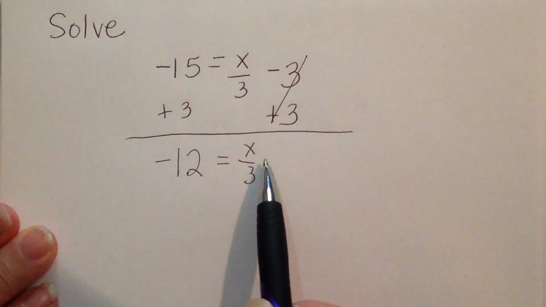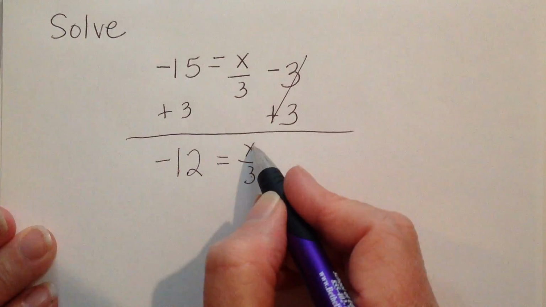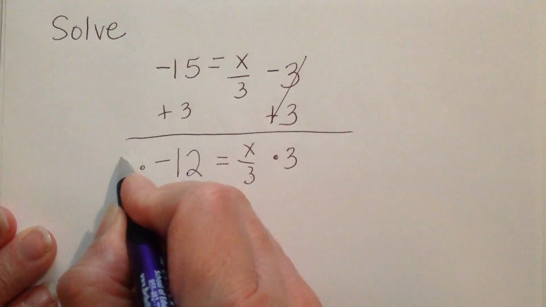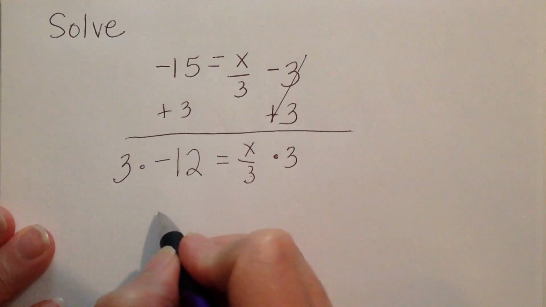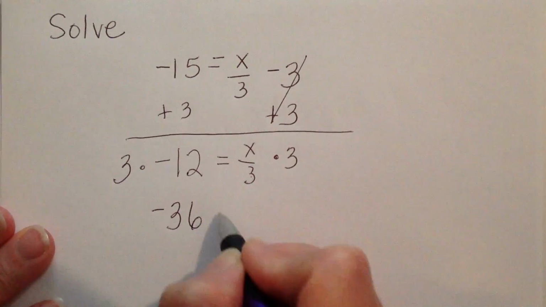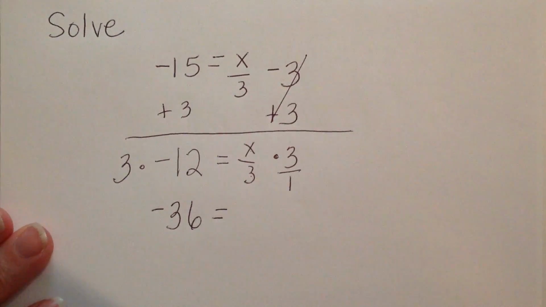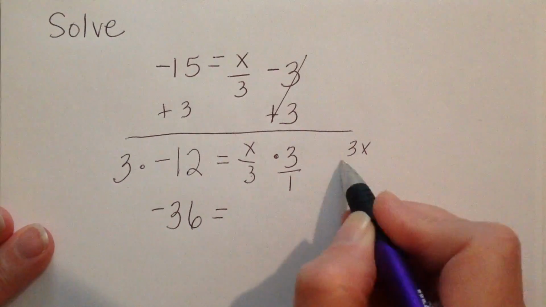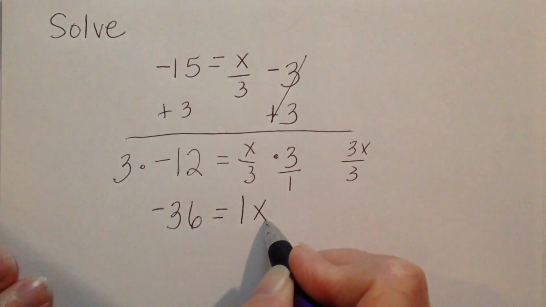Now, x is being divided by 3, so to undo division, we will multiply both sides by 3. When you multiply both sides by 3, you end up with negative 36 equals 2x. On the right-hand side, 3 over 1. If you multiply straight across, you get 3x over 3, which ends up giving me 1x.